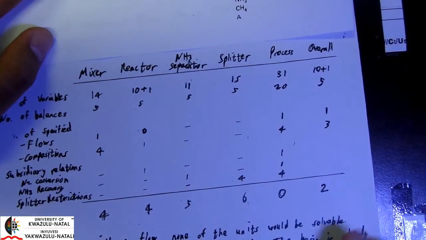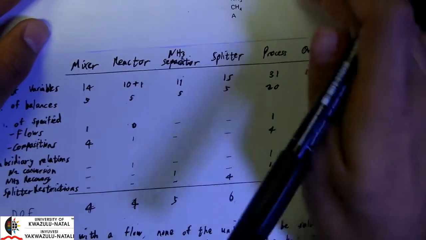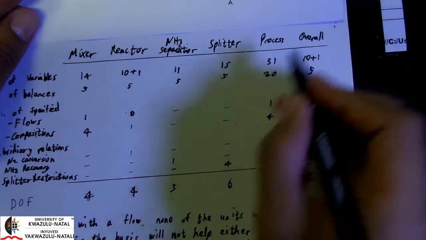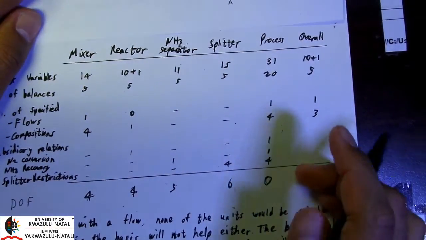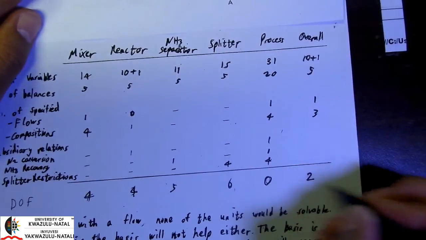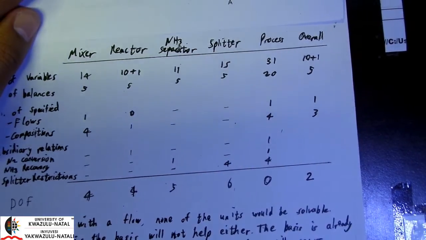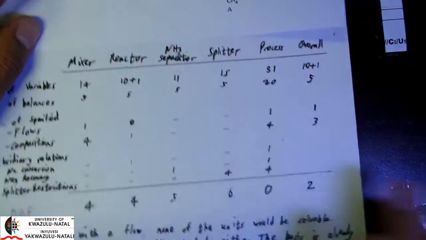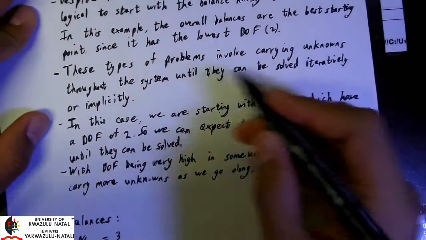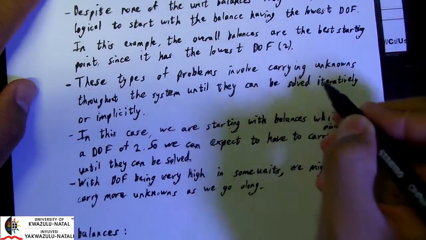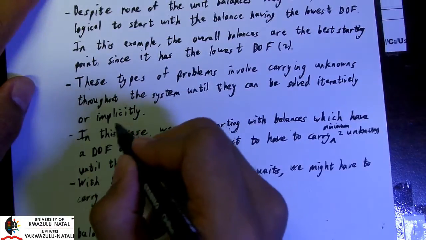However, let's try and solve this problem. Okay, so even though none of the degrees of freedom are 0, we could start at the unit that has the lowest degree of freedom, and in this case the overall balance has a degree of freedom of 2. So we can attempt to write out our balances starting with the overall balance. Now these types of problems will ultimately involve carrying unknowns throughout the system until they can be solved either iteratively or implicitly.